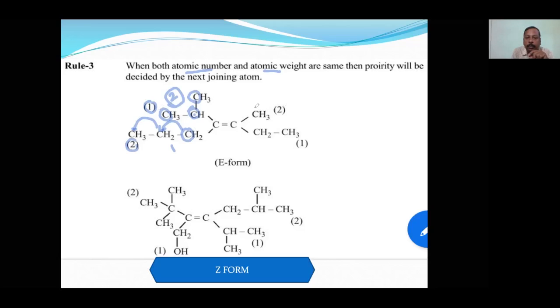And here there is no problem. This carbon is attached to hydrogen, this carbon is attached to carbon. Therefore this is of the higher priority. Now, the higher priority is on the opposite side. Therefore it is called E form.